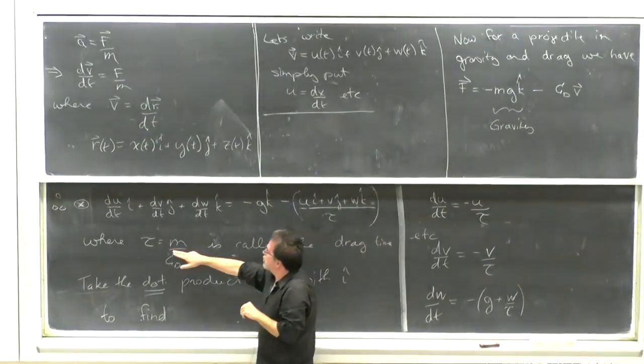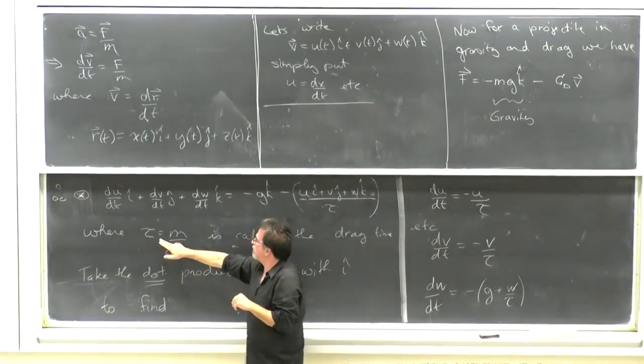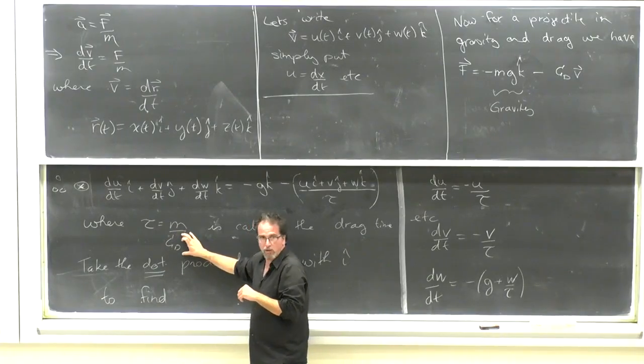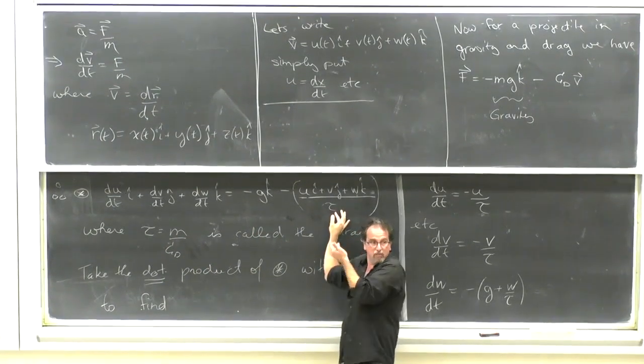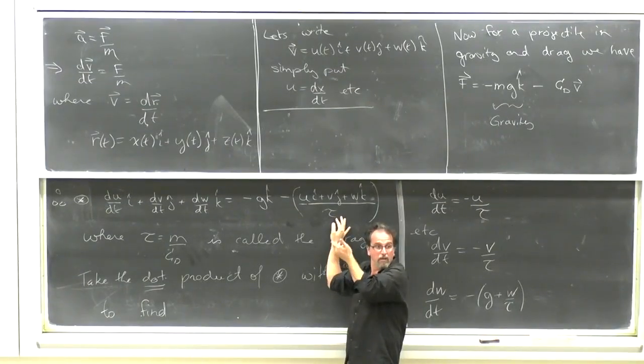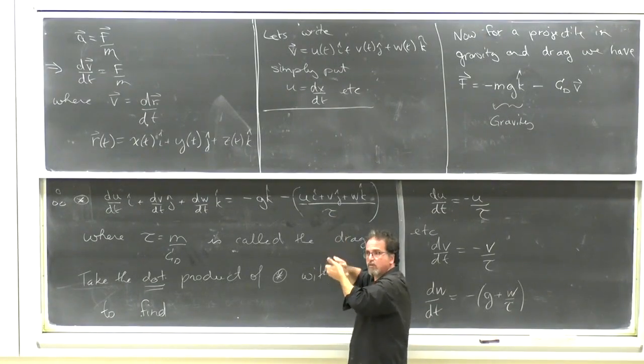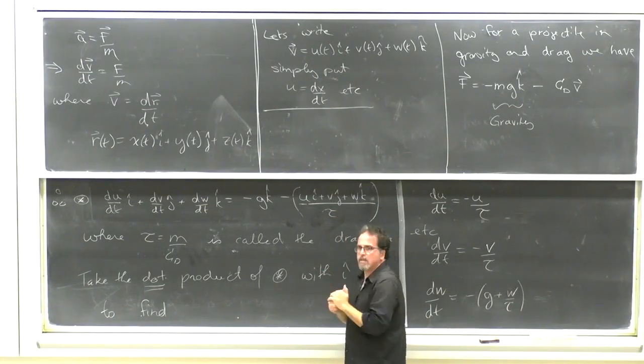For a small time, which is a large drag coefficient, this is small, and the denominator is small, which means this term is more important. Okay? So that's how you can think of equations. That's how you stop and say, what is that equation telling me?